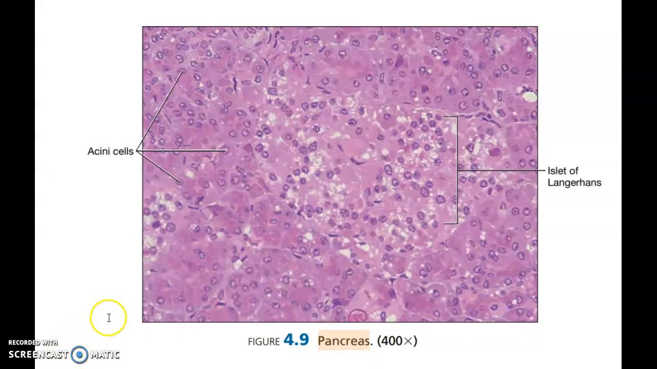And in a bigger power, here with 400x, again we have this exterior part, which is the acini cells or exocrine digestive part of the pancreas, and the inner part here, the islet of Langerhans, which is for production of hormones, the endocrine part. We cannot identify here which is beta cells or alpha cells, but I'm going to show you in a minute. I'm going to try to identify these parts.